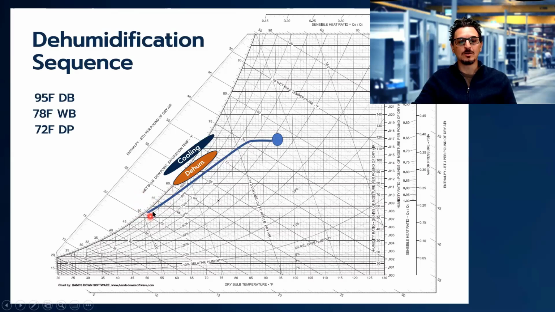We leave the cooling coil at 50 degrees, then we reheat the air back up to our set point. And the reheat in this case consists of hot gas reheat and then a couple degrees of fan reheat.